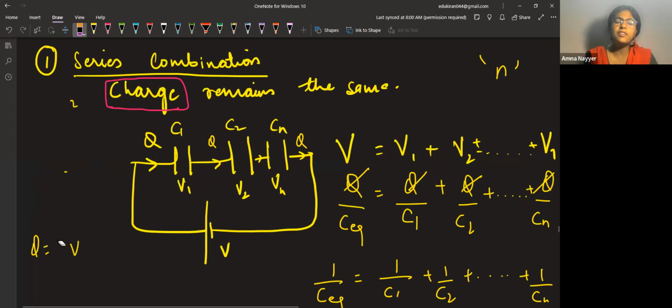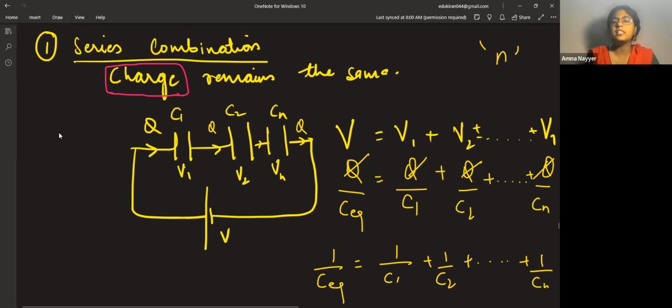All right. Now, how to derive it? Derivation is just in one line. Don't worry about the derivation part, it is very easy. What you have to remember is that you have to identify the charges first. Once you have identified the charges, then it's very easy. See, charges are remaining the same. So what is the difference? Potentials are different, right? V is equal to V1 plus V2 plus V3 plus V4 till Vn, right?